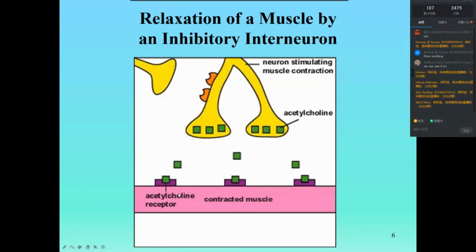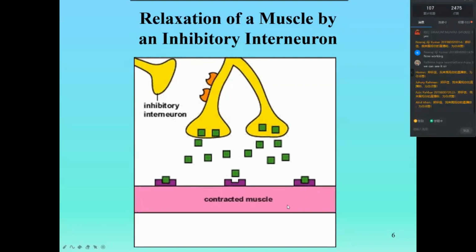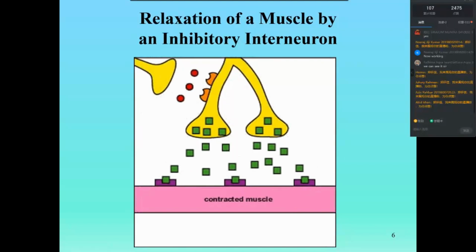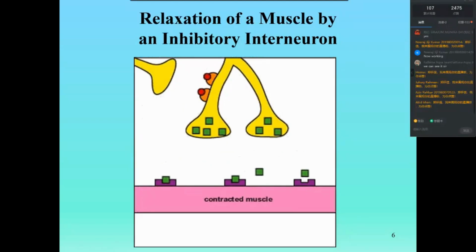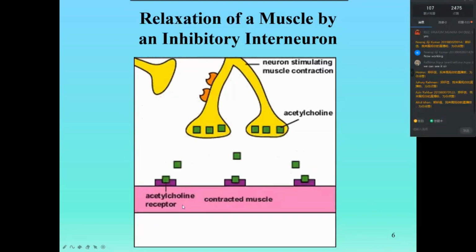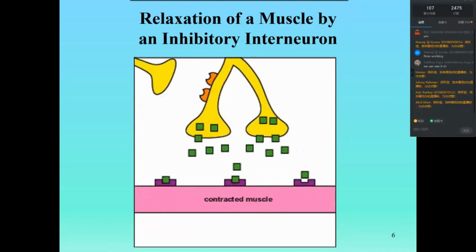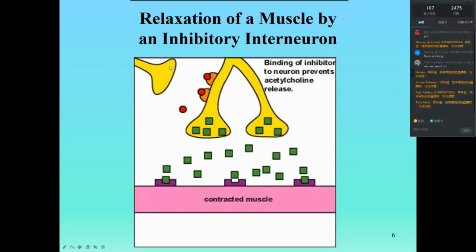So this is a contracted muscle. But you don't want your muscle to be contracted all the time, and you need to regulate the behavior of the muscle. Sometimes you need it to contract, and at another moment you need it to be relaxed, so that you can control your action. So here is another neuron we call the inhibitory neuron.